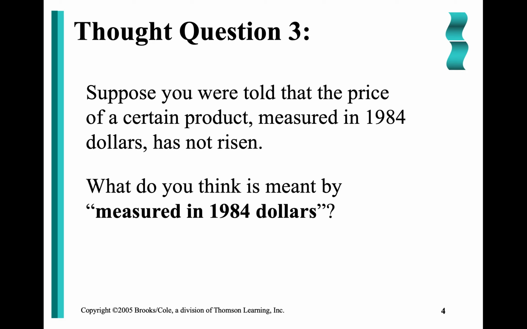Suppose you were told that the price of a certain product measured in $1984 has not risen. What do I think I mean by measured in $1984? Well, this is going to be a direct inflation question, right? If we consider something measured in $1984, what could I buy in 1984 for that amount of money? If we're saying that this product has not increased in price, or the price has not changed, that means in comparable $2020, that would be the same.